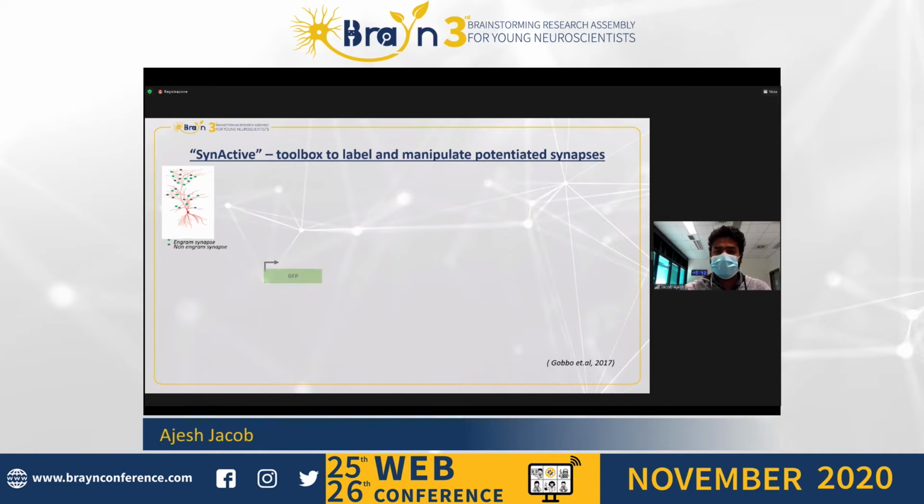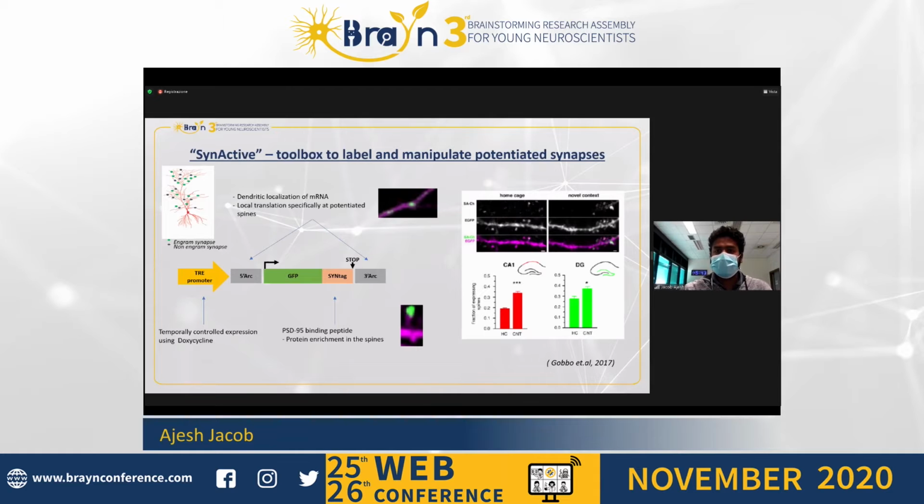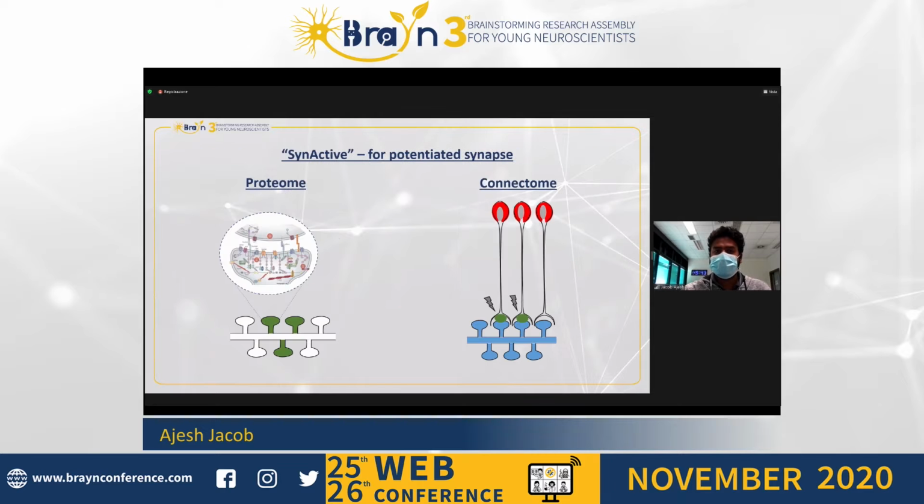Basically, in Synactive, a gene, say GFP, is expressed under the control of 5' and 3' RQTRs. This makes the translation of the protein activity dependent. Once the protein is produced, it is enriched at the synapses with the help of a PSD binding peptide attached to the C-terminus of the GFP. And the whole cassette is temporally controlled with the tetracycline dependent promoter. We have used this construct to study the potentiated synapses in the mouse hippocampi after novel context exposure. In my talk, I will be explaining how to extend Synactive to study the proteome and connectome of potentiated synapses. Let's begin with the proteome.